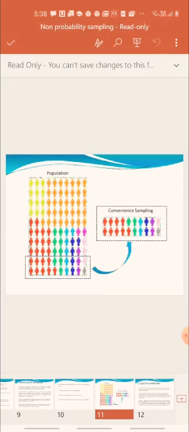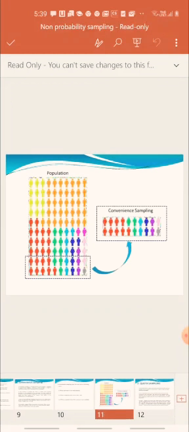For example, you can have a look at this figure. This is the set of population on the left-hand side, and you have collected some data. You can see that the data is collected from the bottom.